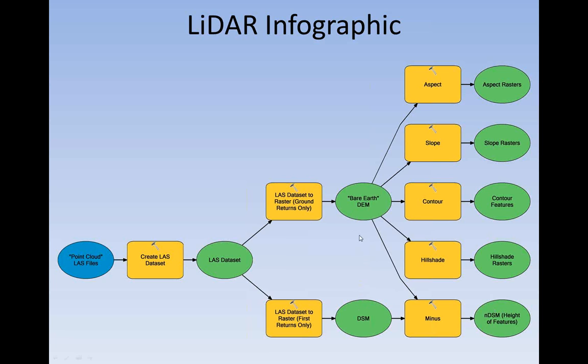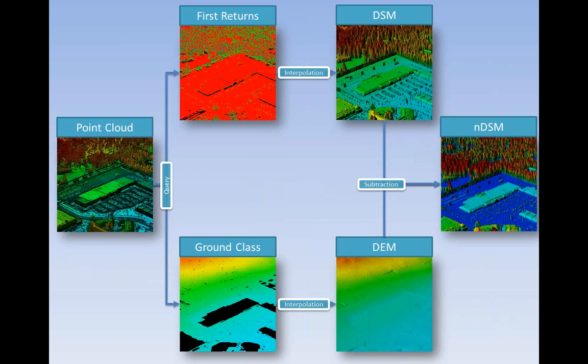With these two foundational datasets, we can create a bunch of other derivatives. We can subtract one from the other. If we subtract the bare earth from the surface, we actually get height of feature, which is really useful information. And then we get the other derivatives that we're all probably more familiar with: aspect, slope, contours, and hillshades. This is another graphic which covers the same thing. We start with a point cloud. As I mentioned, you can query that in a bunch of different ways for the first returns or the ground to get either the DSM, the digital surface model, or the DEM. And if we subtract those, we get the NDSM.